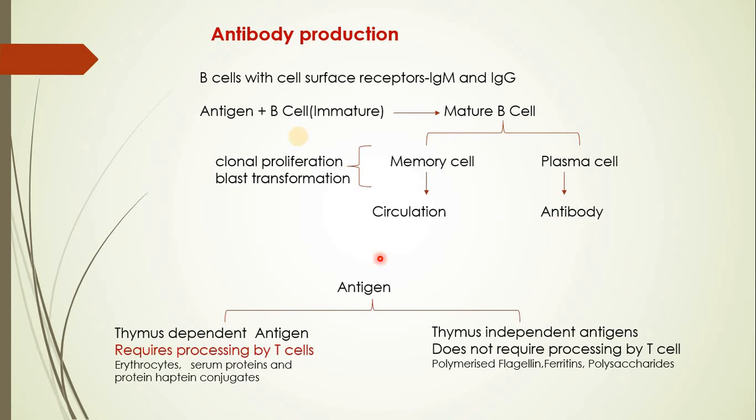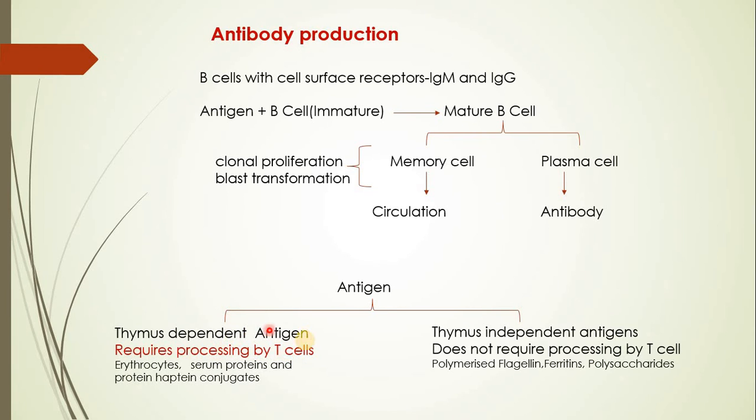Now, the antigens which are responsible to bring about this kind of sequence in synthesis of antibodies can be categorized into two types. That is, the antigens which are thymus dependent or thymus independent antigen. Thymus dependent antigens require processing of antigen, which is taken care of by T cells.